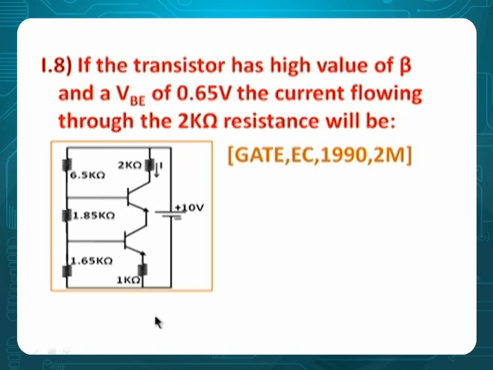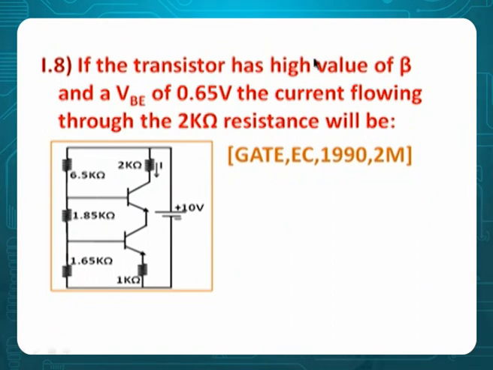Problem number 8. If the transistor has high value of beta and VBE 0.65, the current flowing through the 2 kilo resistor will be? It's a very funny thing and a very popular question coming in the examinations. Here the beta value is not mentioned. He only says beta is very high. It's given in the GATE exam for 2 marks, a very big question.